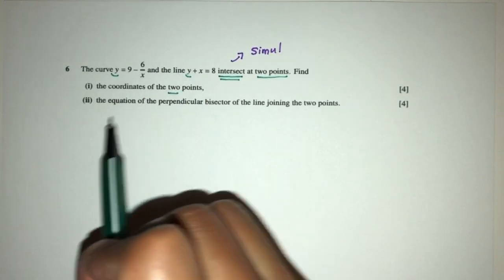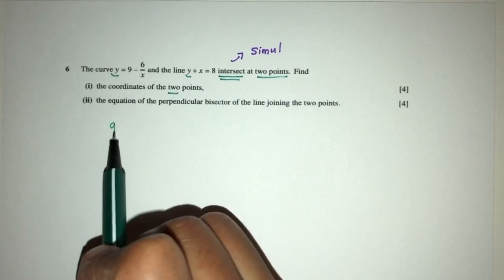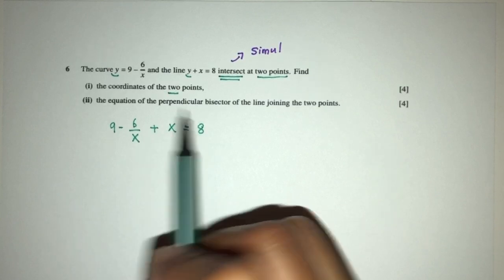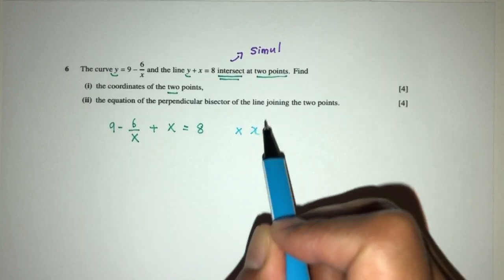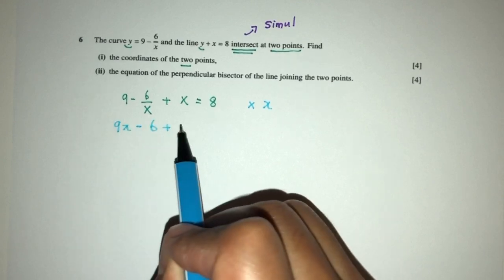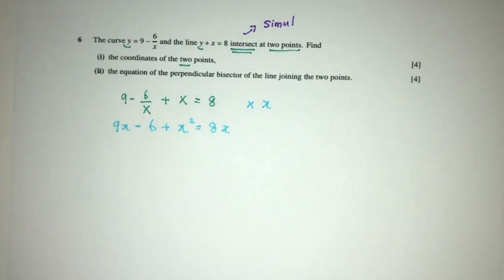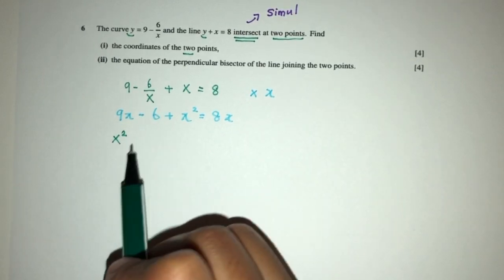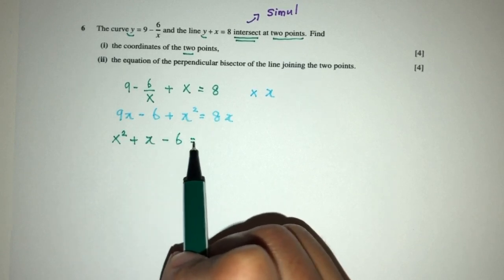So on one side, here we have y. We know y is also equal to this, so we write 9 minus 6 over x plus x equal to 8. Okay, so to eliminate this fraction, we have to multiply by x everywhere. You will have 9x minus 6 plus x squared equal to 8x. Okay, simplify. Let's send everything to one side. You will have what? Here we have x squared, then we have 9 minus 8, that should be plus x, minus 6 is equal to 0.